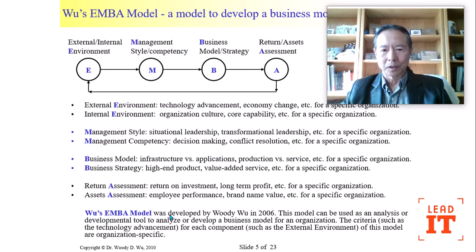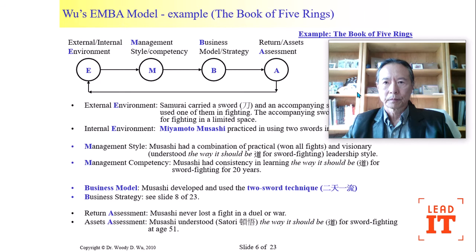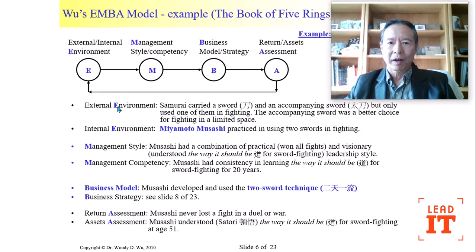Wu's EMBA model was developed by Dr. Woody Wu in year 2006, using the Book of Five Rings as an example for the EMBA model. External environment: at that time for Miyamoto Musashi, all the samurai carried two swords, but only used two hands holding up one sword for fighting. Internal environment: Miyamoto Musashi himself practiced using two swords, one hand each, in fighting.